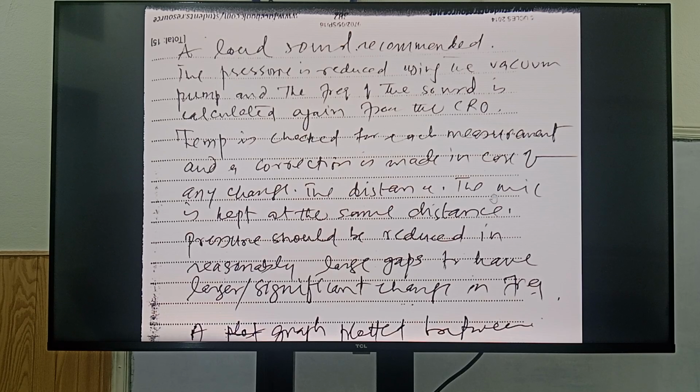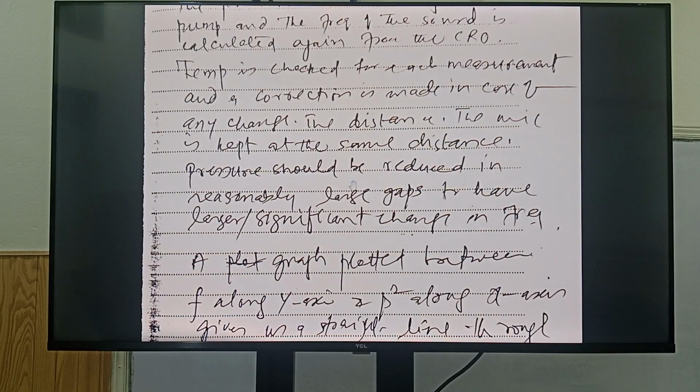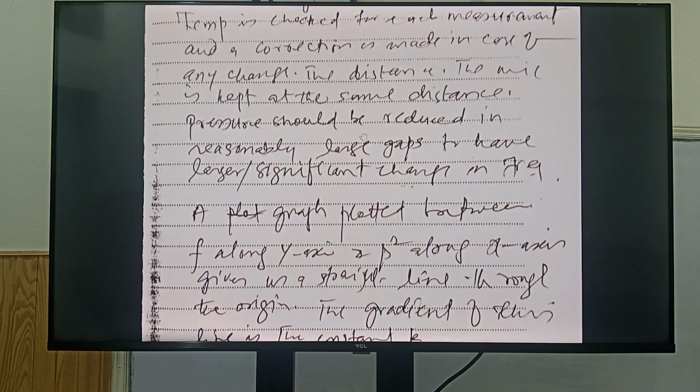The distance of the mic from the bell jar should be the same. That should also be one of the control variables. Pressure should be reduced in reasonably large gaps to have a larger, significant change in frequency. This is one of the suggestions that could come to your mind while you are responding to a question like this. Then you have completed two parts here.